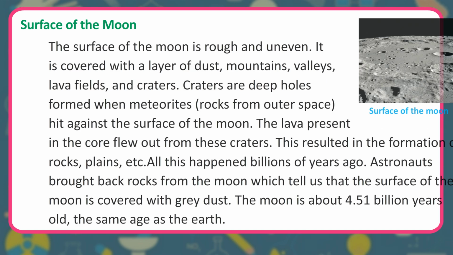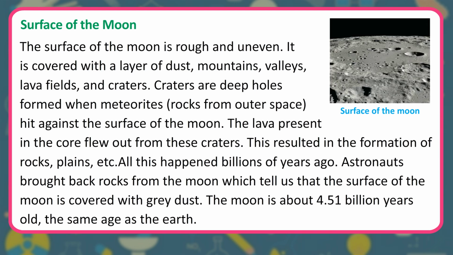Surface of the Moon. The surface of the Moon is rough and uneven. It is covered with a layer of dust, mountains, valleys, lava fields, and craters. Craters are deep holes formed when meteorites, rocks from outer space, hit against the surface of the Moon. The lava present in the core flew out from these craters. This resulted in the formation of rocks, plains, etc. All this happened billions of years ago.